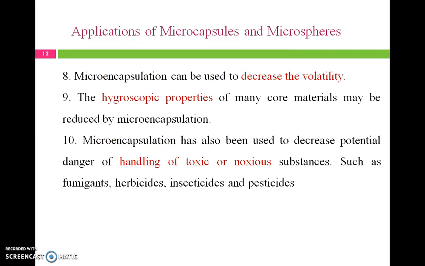Then microencapsulation also can be used to decrease the volatility of volatile active ingredients during the storage period. The hygroscopic properties of many core materials may be reduced by microencapsulation. Microencapsulation has also been used to decrease the potential danger of handling hazardous and toxic substances such as fumigants, herbicides, insecticides, and pesticides.